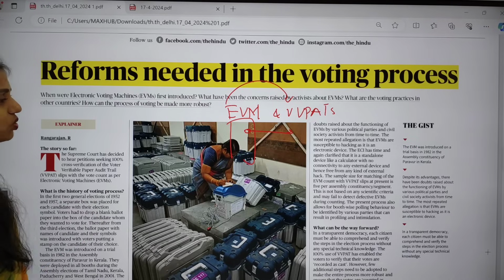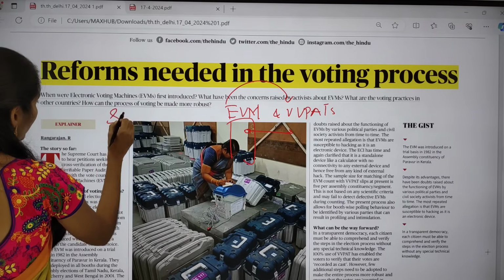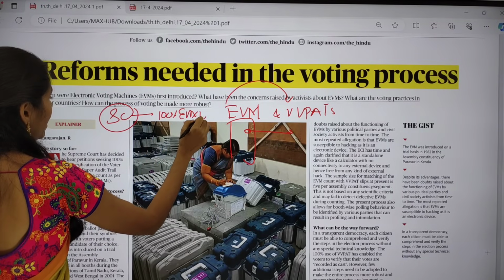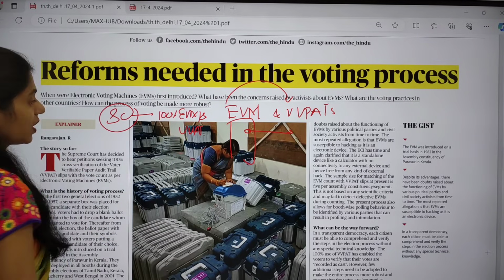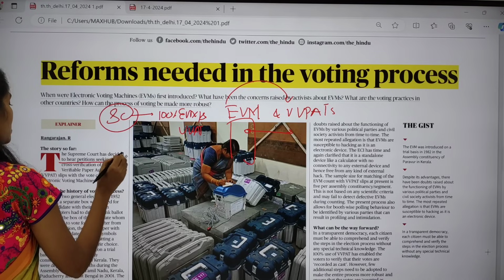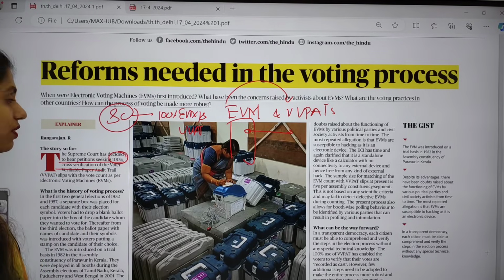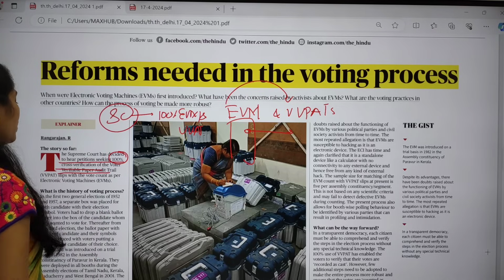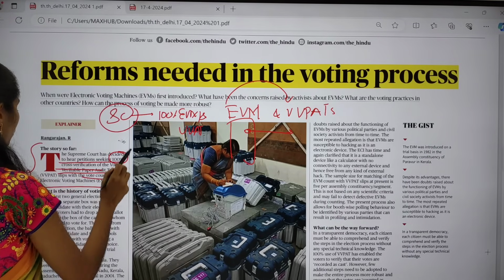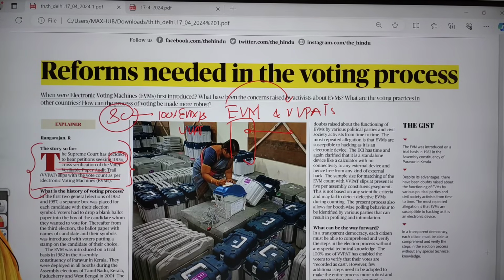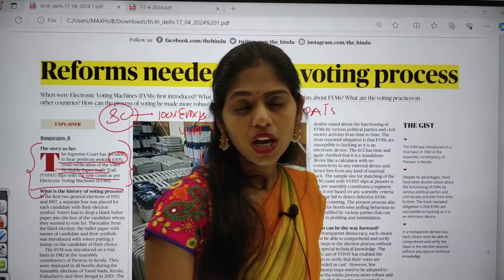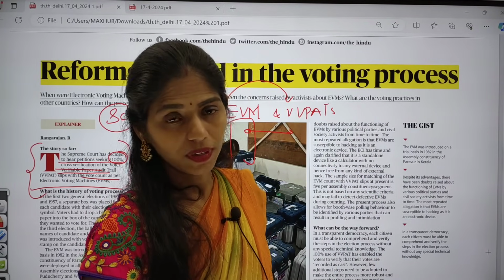So what was the issue here? There was one petition filed in the Supreme Court that we have to go for 100% checking of EVMs and VVPATs. So we have to tally them. And now the Supreme Court decided to hear petitions seeking 100% cross verification of the voter verifiable paper audit trail, that is VVPAT slips, with the votes counted by the electronic voting machine. We already discussed this topic, and it is extremely important from your polity, from GS Paper 2 and from the prelims point of view. Don't neglect this topic at all.